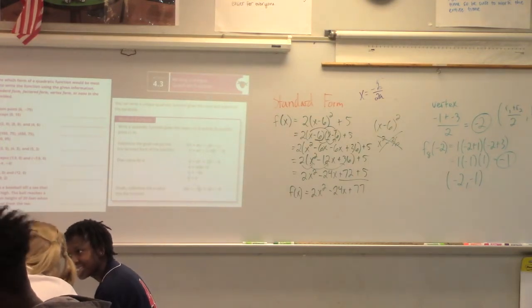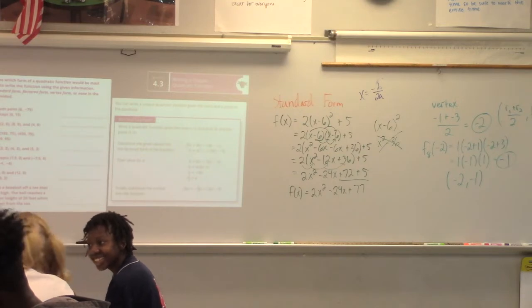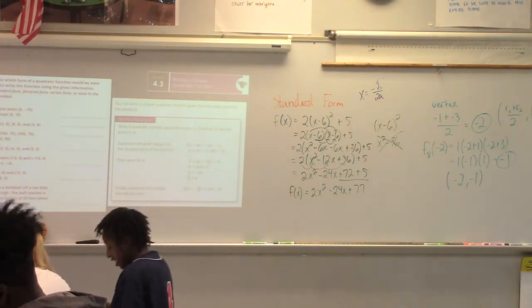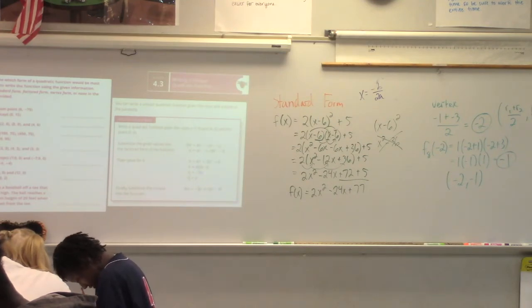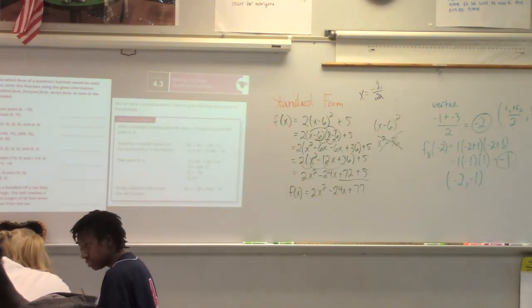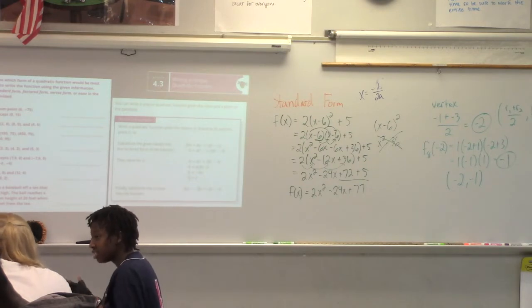So it doesn't matter about the concavity. I'm just asking which form we should use. Okay, we have a vertex. So it's vertex form. Does that make sense? So identify the different features. Because it gave you 2 exact roots, you would use factored form.